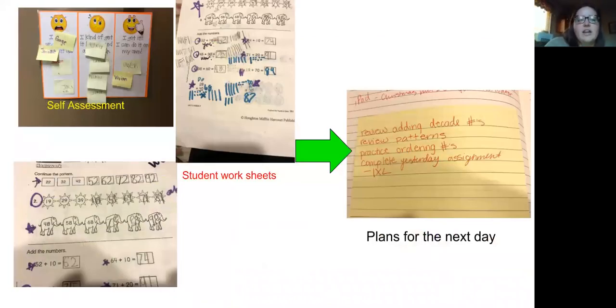And then here is another piece from a math lesson we did. We started doing self-assessments and having the students tell us how they feel about the lesson, and then using that in conjunction with their worksheets. A lot of the times we'll have the kids put a sticky note on: I don't get it at all, this makes no sense, or I kind of get it, but I still need some help, or I totally get it and can do it on my own.